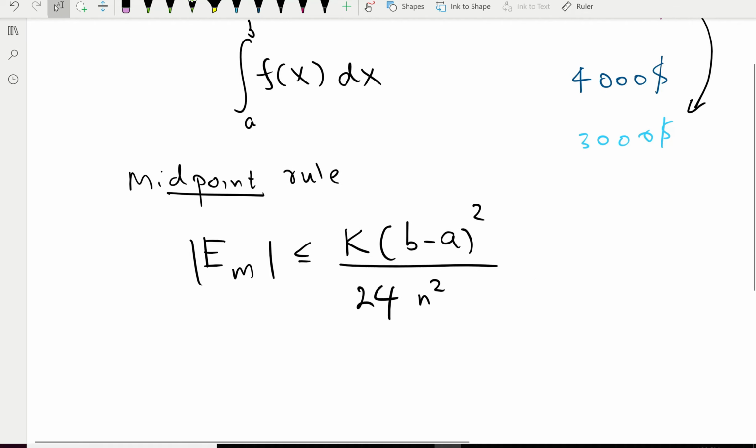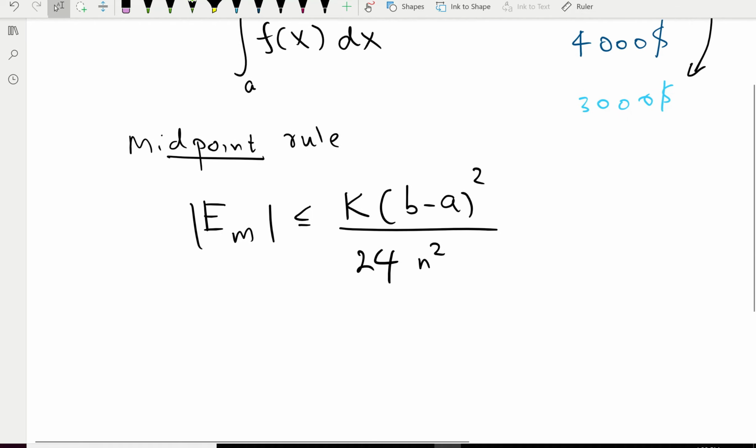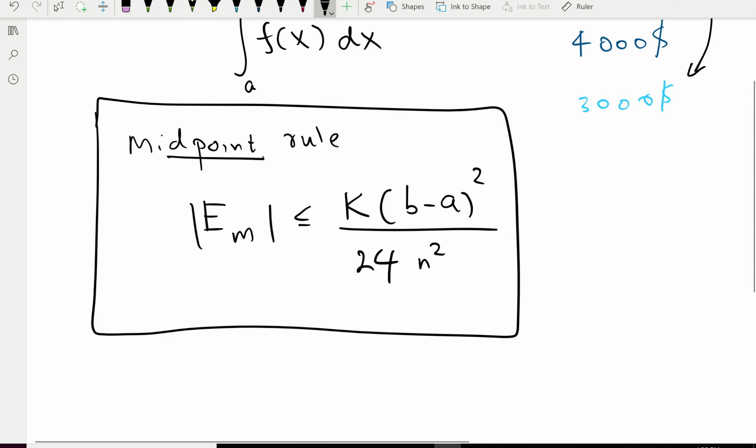All right, so let's go to the inequality. Well, this first inequality is for the midpoint rule. So there will be a different error bound formula for each method, right? This is the error bound formula for the midpoint method. Now the left hand side is actually the error. So why do we have absolute values?